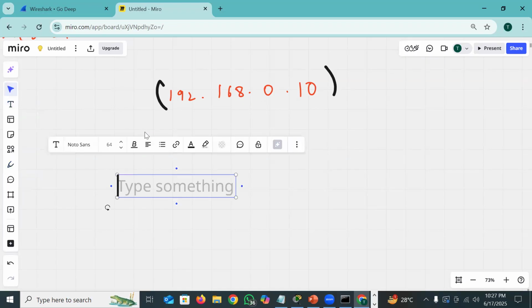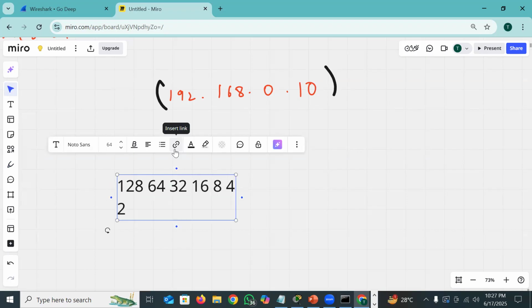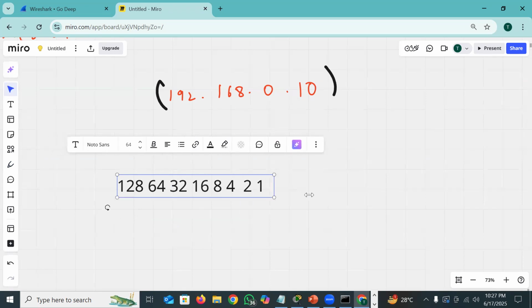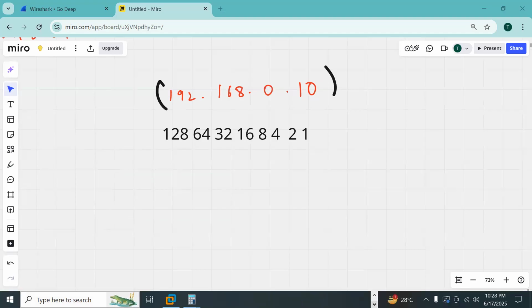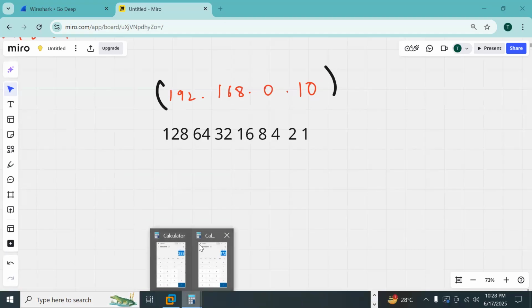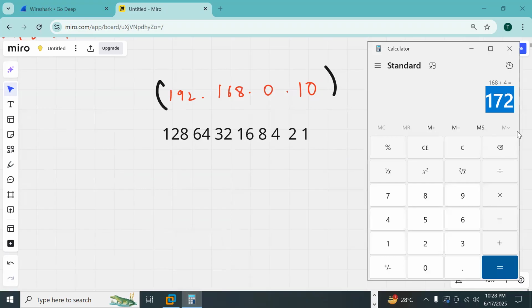What are the default values? We know it's 128, then 64, then 32, then 16, then 8, 4, then 2, then 1. So we know these are the binary values. Now I want to get 192, right? If I want to get 192, how do we calculate it? We have to sum these numbers to see which combination gives 192.